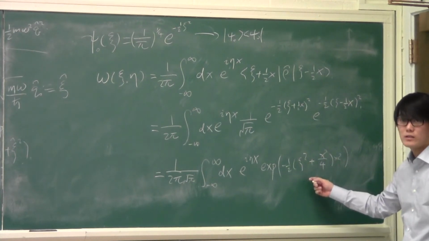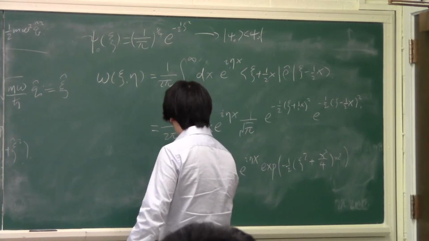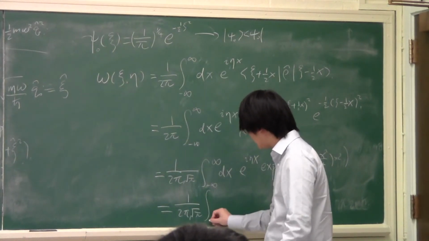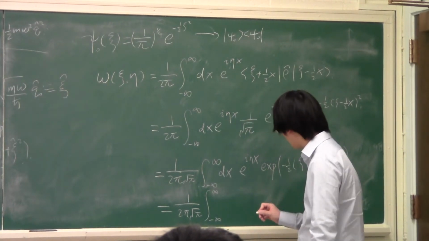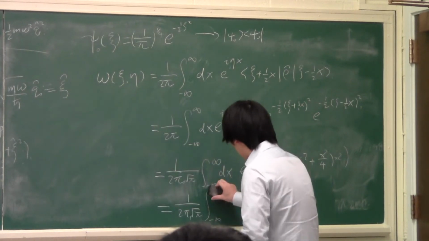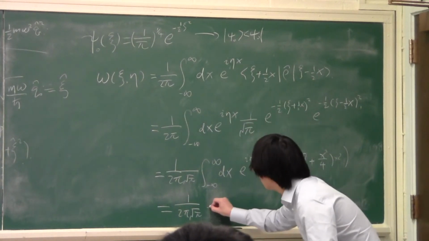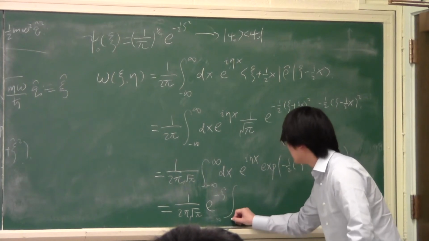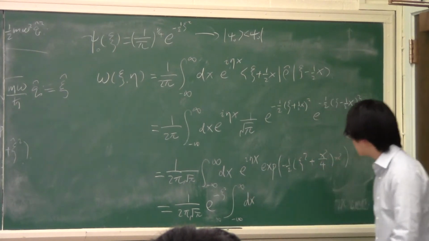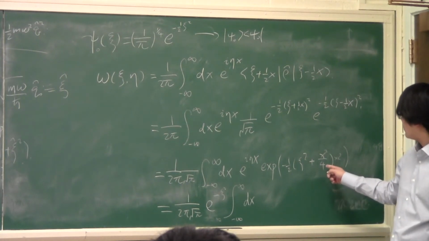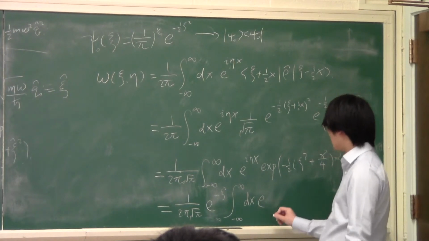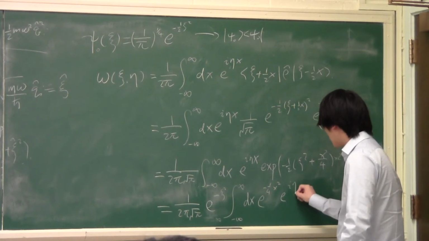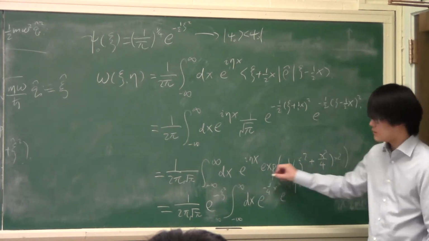Now because c is independent of x, we can take that right out. So that gives you 1 over 2 pi square root of pi. We take e to the minus the c squared out, integral from minus infinity to infinity dx. So what's this? This is e to the minus 1/4 x squared, e to the i eta x. Do you guys remember how to do this integral?